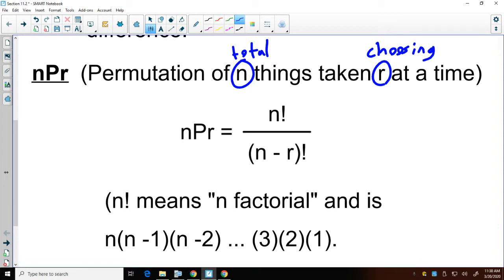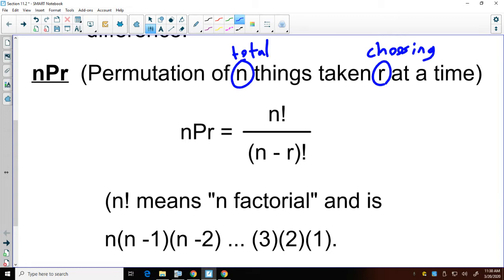Okay, so if I was talking about the race a moment ago, first, second, and third. I have all the racers, that's n, and then the r would be who is my first, second, and third. So my r would be 3. Okay, so n represents the total, and r is talking about how many you're choosing.